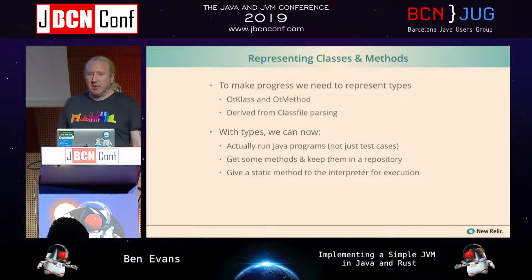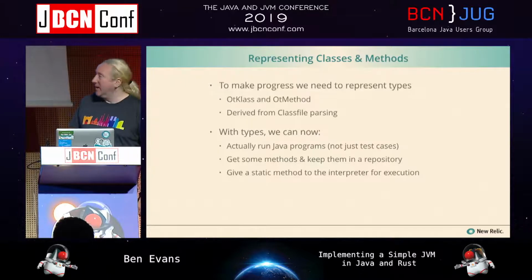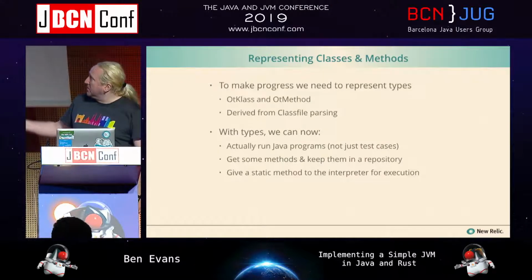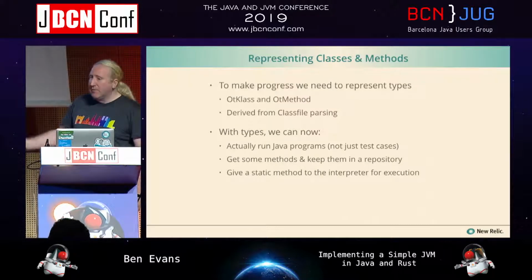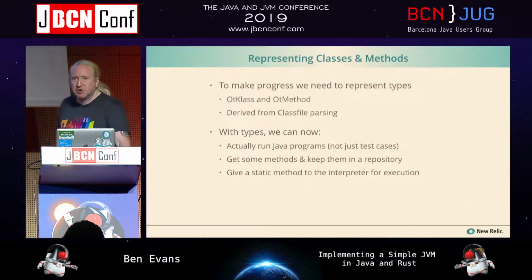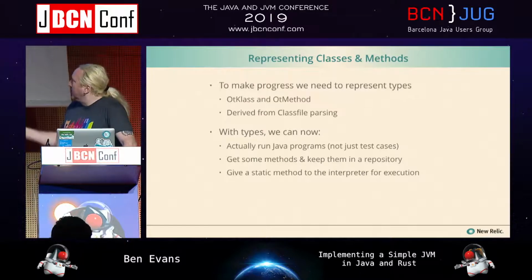But now it's time to bite the bullet. If we're going to get serious about this, we actually have to represent types. Types are what real Java programs are. We don't want to just cobble up an array of bytecode, which kind of works. We actually want to load and run a Java class. Okay? So we want to be able to take a Java class, parse it, get some methods from it, and keep them in a repository, the method cache from the overview slide that I showed you.